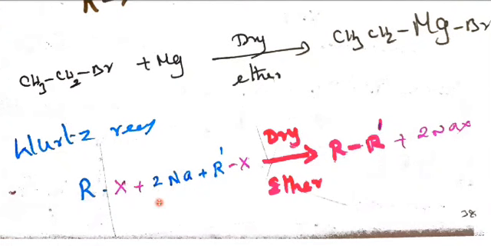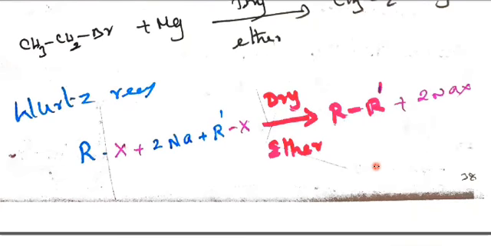So let us see the Wurtz reaction. In this Wurtz reaction, R-X and another R-X, that is, one alkyl group and another alkyl group. Two different types of alkyl halides are taken, one R-X and another R'-X, in the presence of sodium metal and dry ether. So we get one NaX and another NaX, and R-R', which is an alkane.